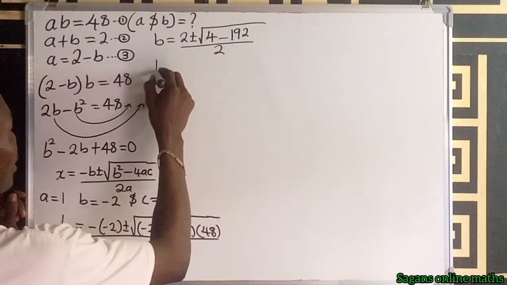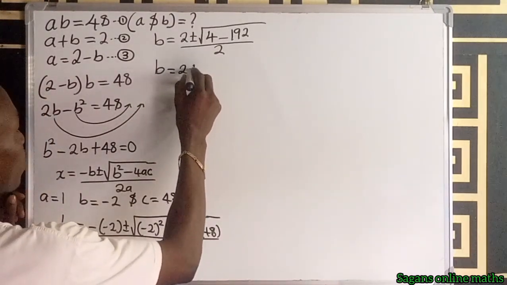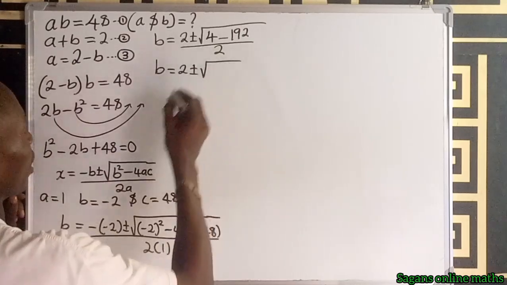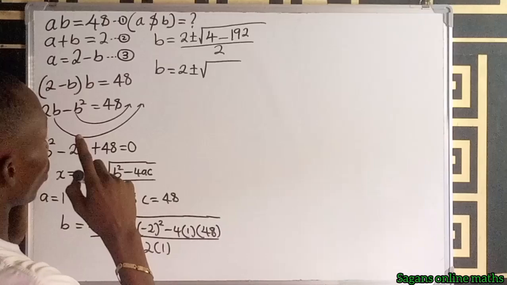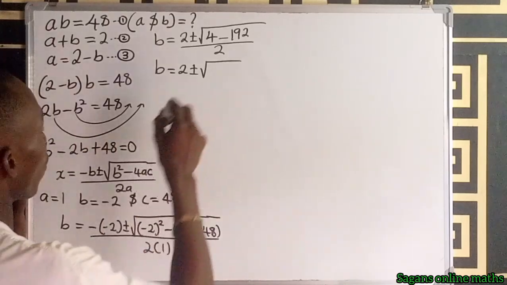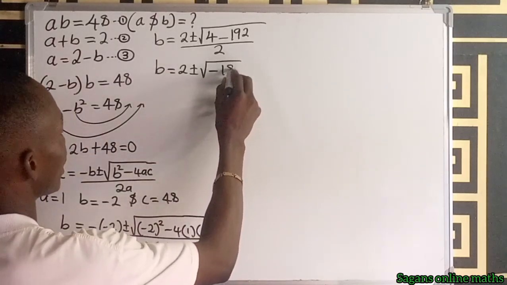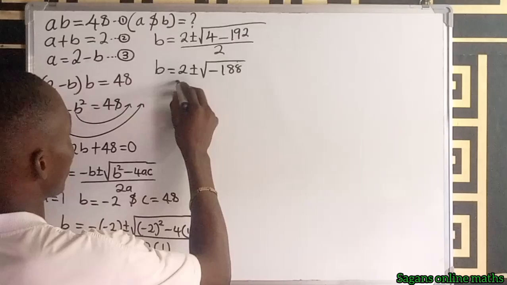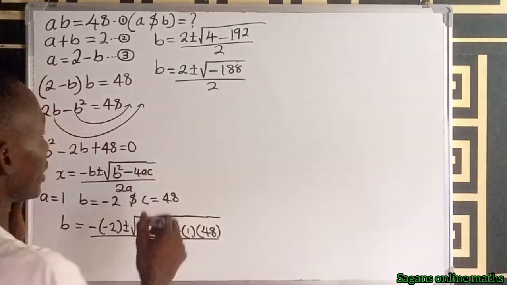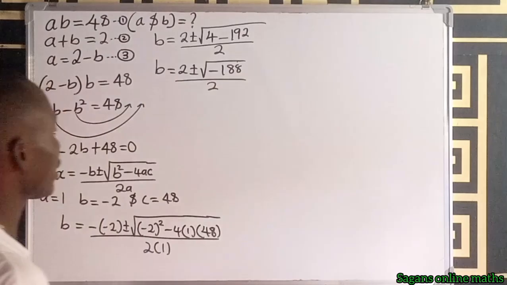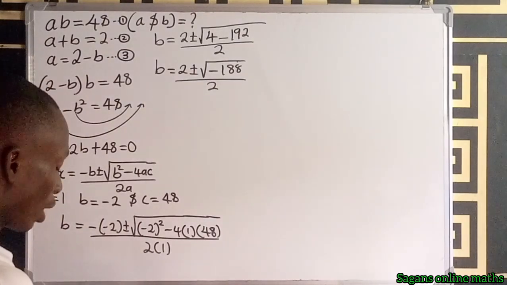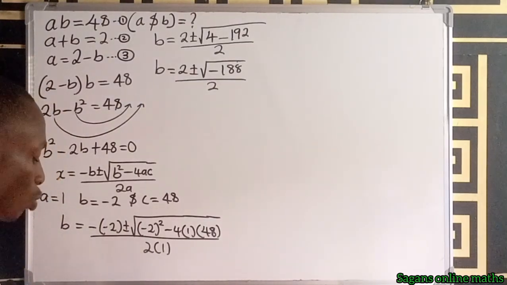So it means that b is equal to 2 plus or minus the square root of what? Now, 4 minus 192 will give us minus 188, okay, divided by 2. This is the value of b. But we can also simplify this problem to the lowest term. So what are we going to do?